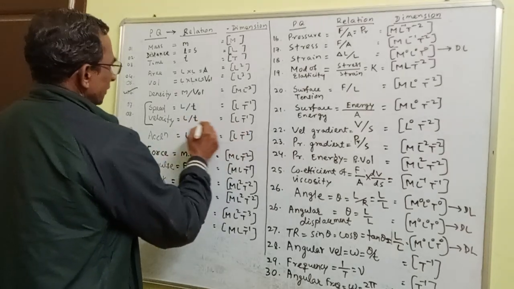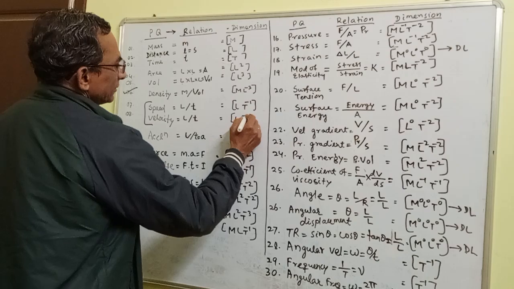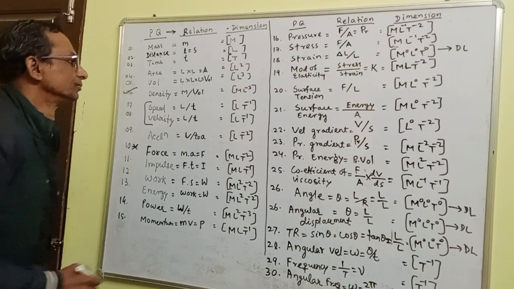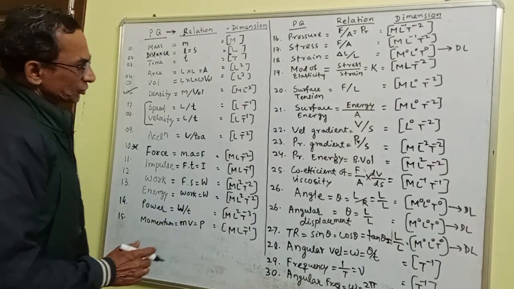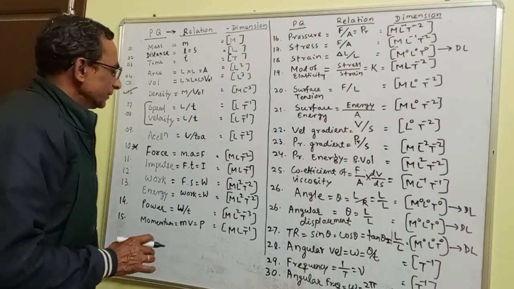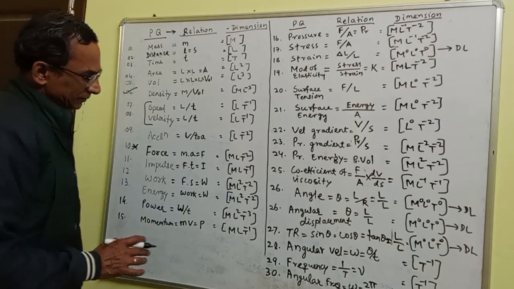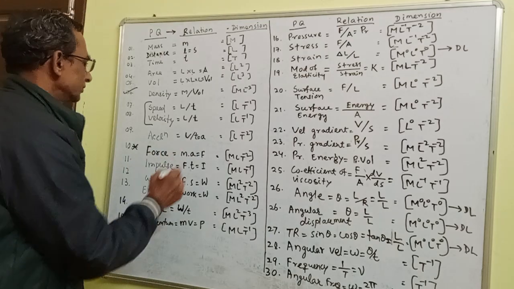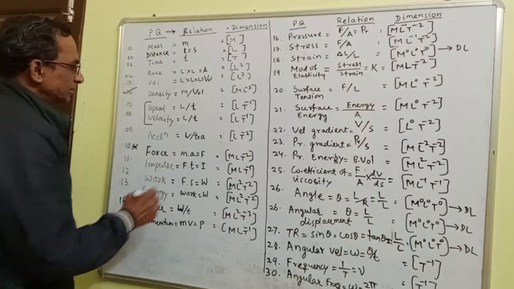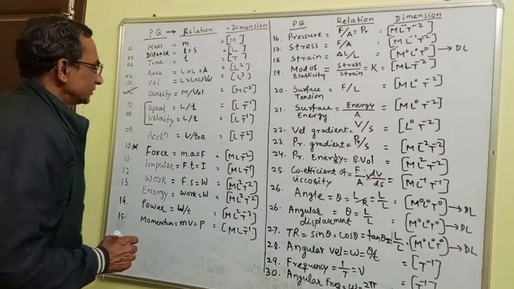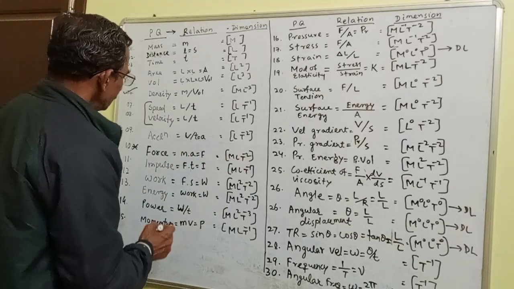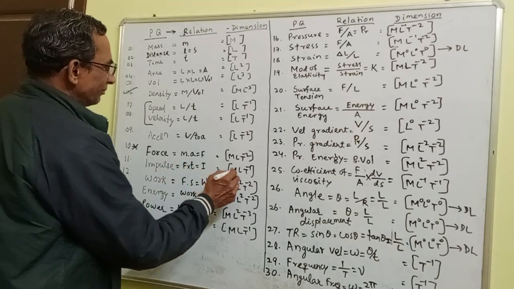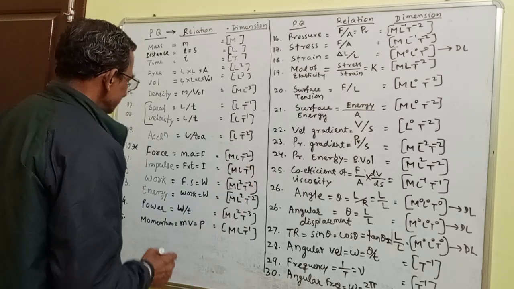That is for velocity dimension as LT minus 1. Then acceleration became LT minus 2. तो इसको एक बार नोट करते जाइए सो दैट it will be practiced. Next, force is mass into acceleration, MLT minus 2. Impulse, force into time, is MLT minus 1.